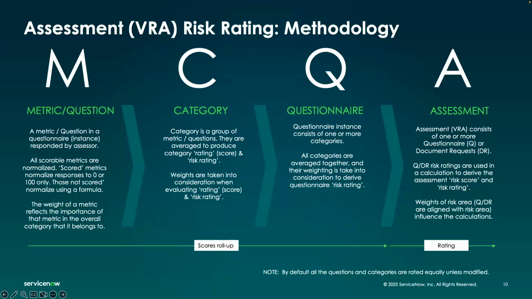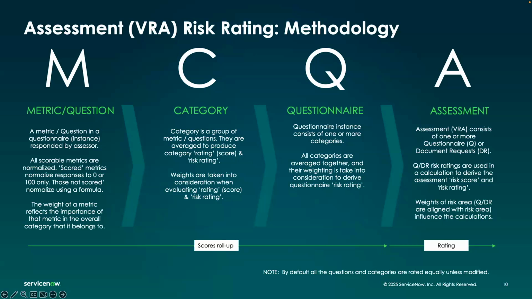All right. The assessments VRA risk rating methodology follows a structured, layered approach moving from individual metrics or questions all the way up to the overall assessment. To help simplify this, we can break it down into four key pillars: M, C, Q, and A. And we must build this methodology from left to right. First, we start with M for metrics or question. This is the most granular level.